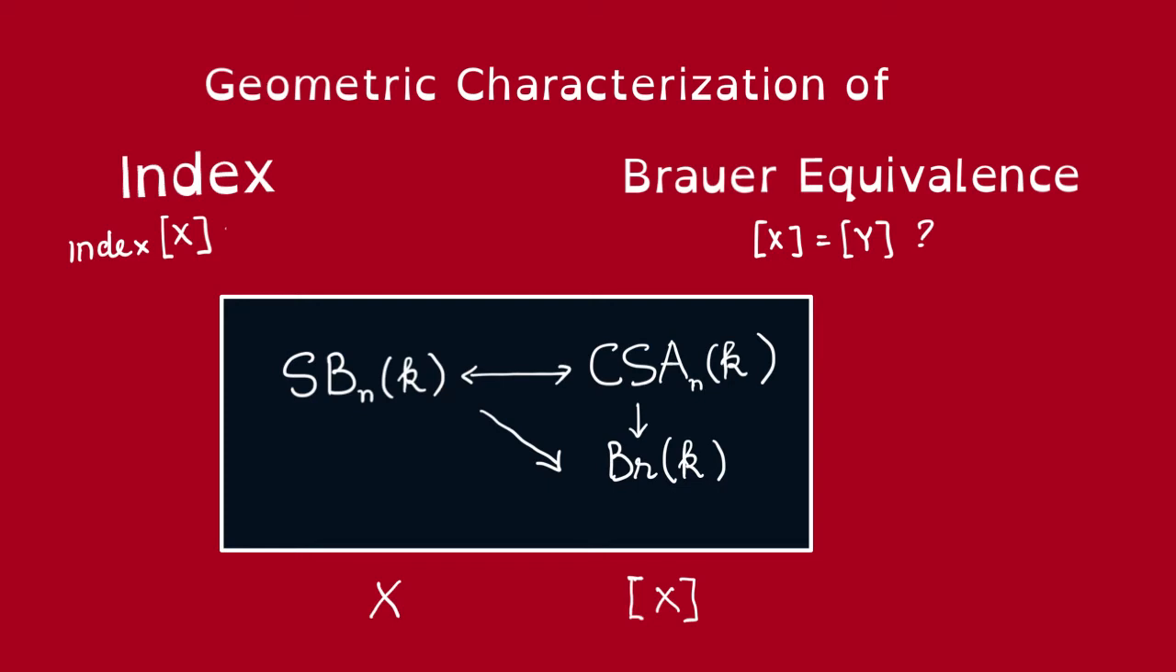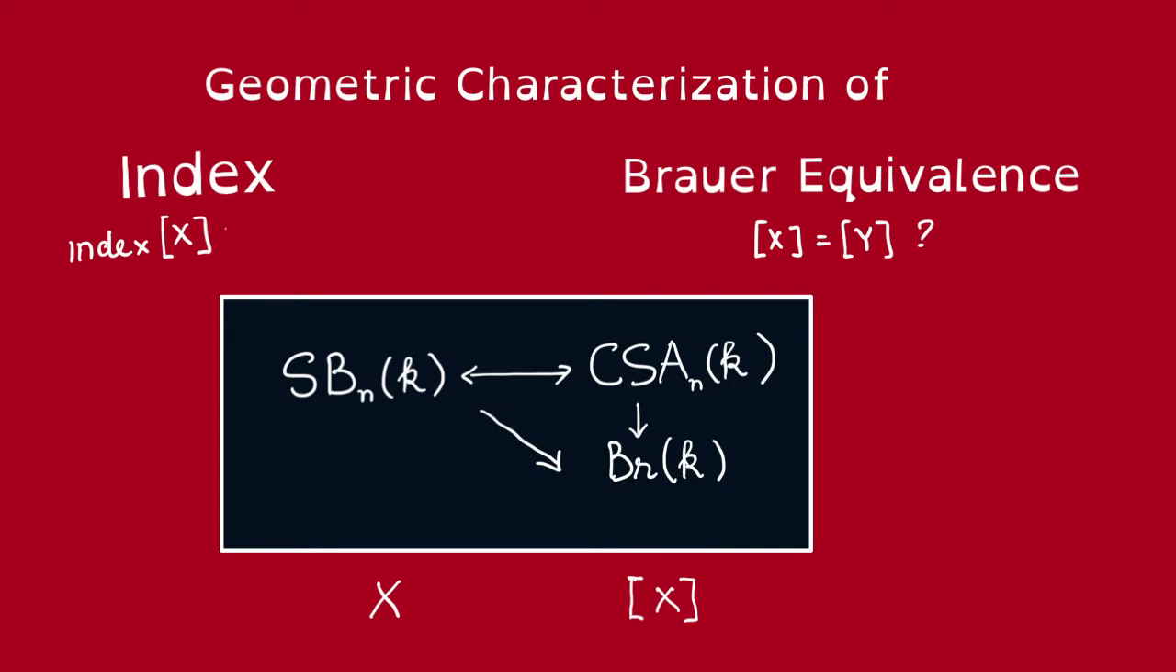So previously we have given geometric realizations of central simple algebras. We had a bijective correspondence between central simple algebras of degree n over k and Severi-Brauer varieties of dimension n-1 over k. Given a Severi-Brauer variety X over k, we can associate to it some central simple algebra, and thus an element of the Brauer group of k, which I will still denote by [X].